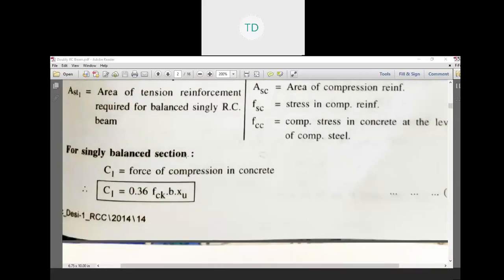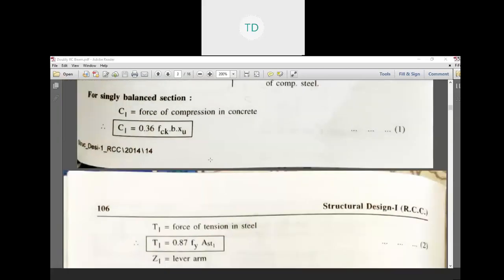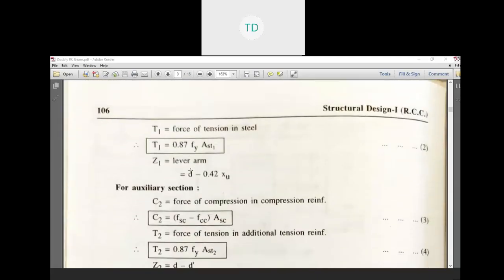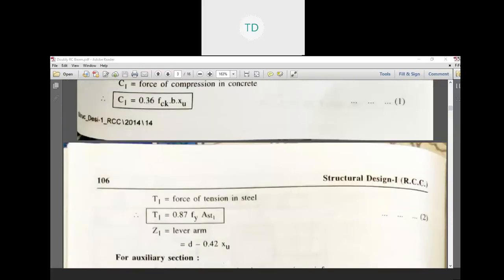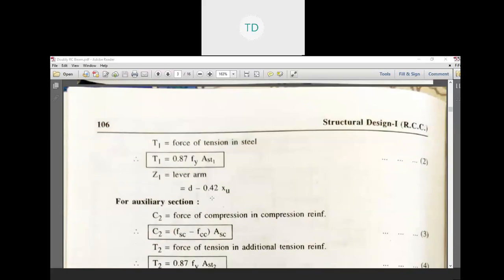For the singly balanced section, we are studying some equations and definitions. C1 is the force of compression in concrete. C1 is equal to 0.36 fck b xu, also given in IS 456 page number 96. T1 is the force of tension in steel. T1 is equal to 0.87 fy into Ast. Z1 is equal to d minus 0.42 xu. This is the simple talk about the nominal beam.